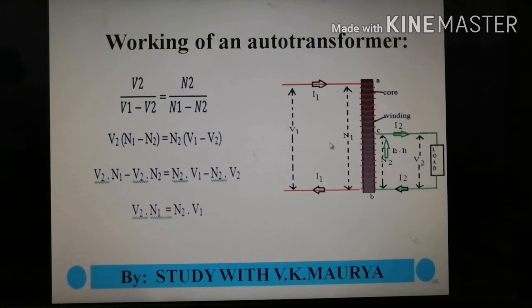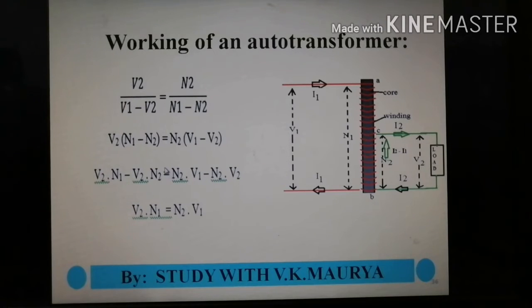Now we are taking the step down transformer. This one is the primary, this one is the secondary. V1 N1 I1 for the primary, V2 I2 N2 for the secondary. See, we are taking the ratio. It is V2 divided by V1 minus V2 equal to N2 divided by N1 minus N2. After cross multiplication, it becomes V2 in bracket N1 minus N2 equal to N2 in bracket V1 minus V2. After this, it is V2 N1 minus V2 N2 equal to N2 V1 minus N2 V2.